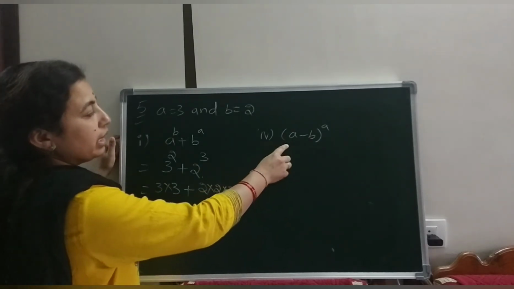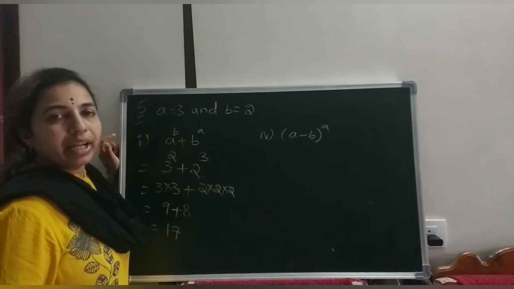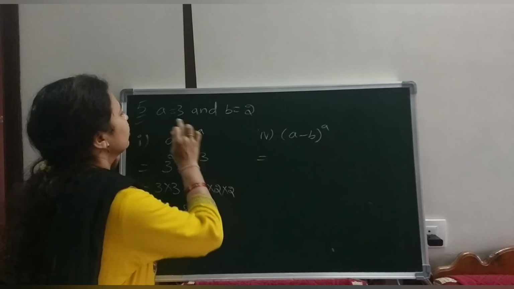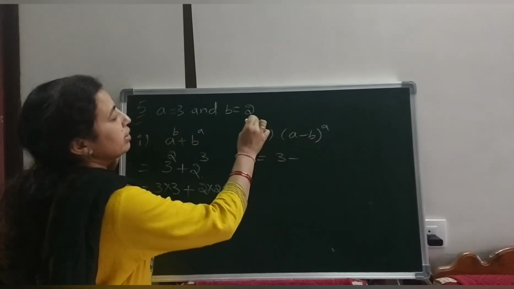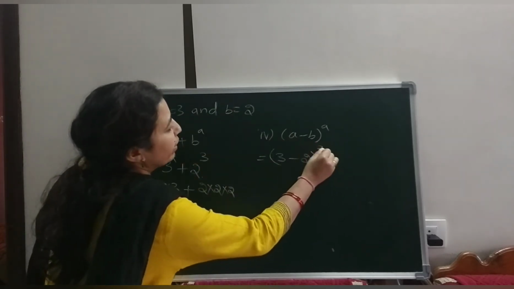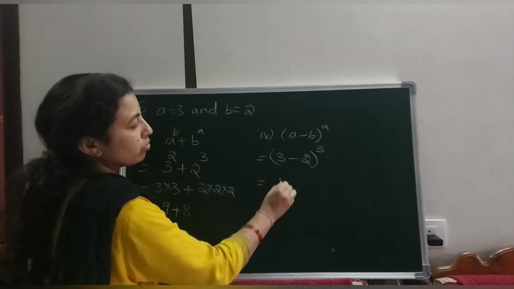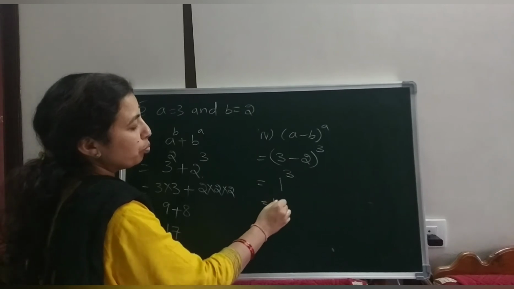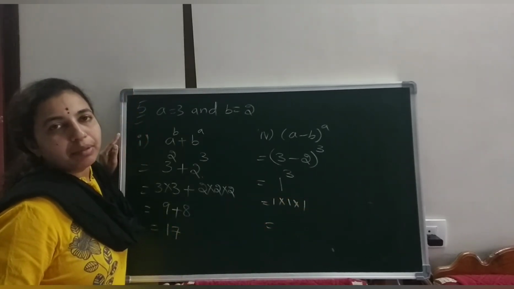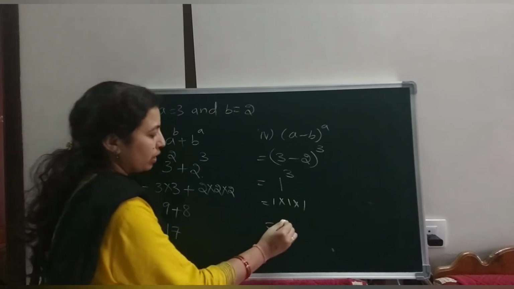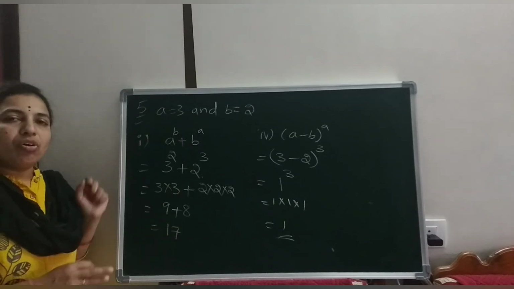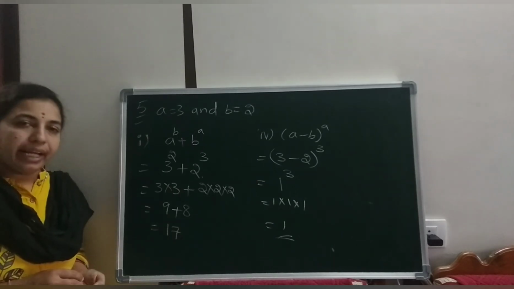Next, the fourth one: A minus B whole to the power of A. Second and third are homework for you. Now in place of A, write 3. B is 2, whole to the power of 3. A value is 3. Now 3 minus 2 is 1. 1 cube. 1 cube means 1 into 1 into 1. However many times you multiply 1, you will get 1 only. So this is the fifth bit. Remaining all you have to do, and then you have to complete exercise 1.